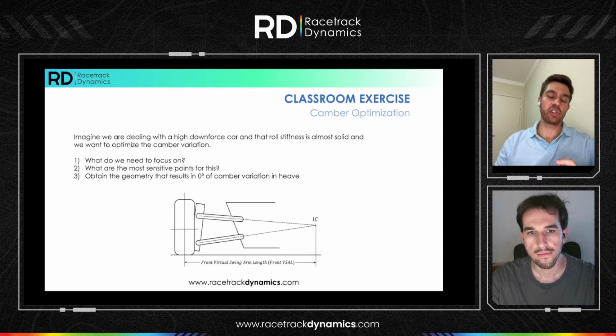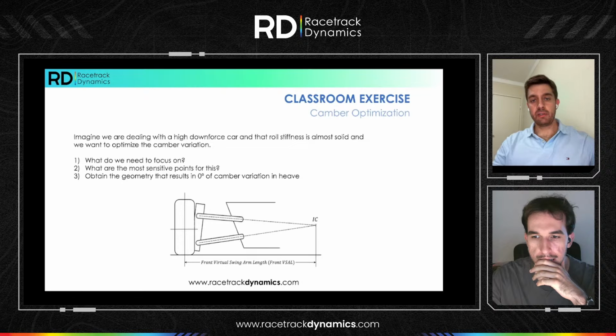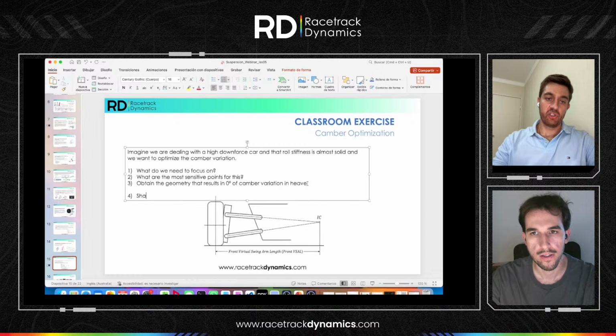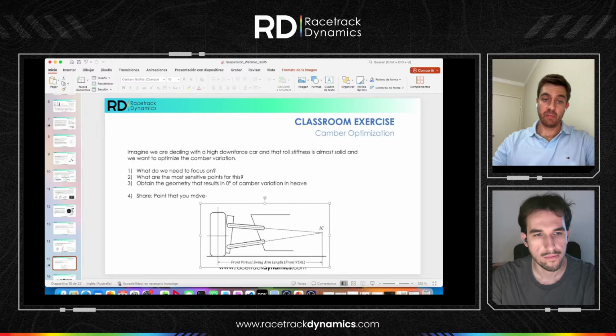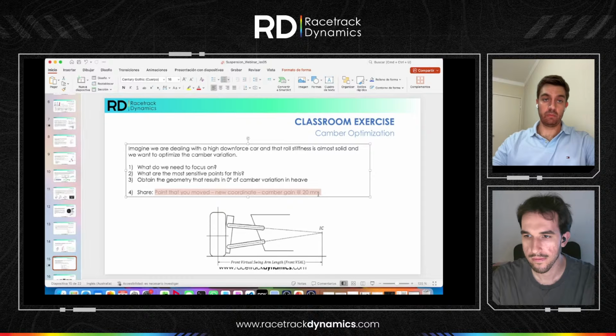And can we take screenshots in the chat, Alex? I don't think they can send screenshots now. Okay. Then I'm going to write down here. I want you guys to share the point that you moved, the new coordinate, and the camber gain in bump by 20 mil. How much is your camber gain per 20 mil? In absolute value, sorry, actually. So we can have that in the chat.